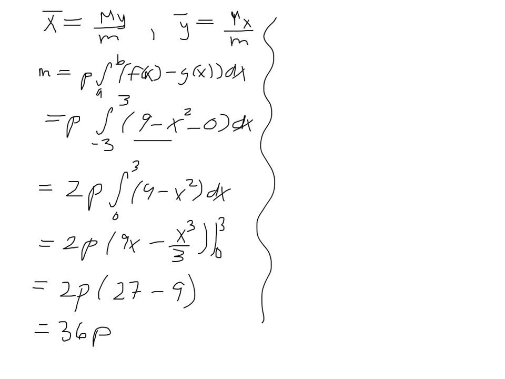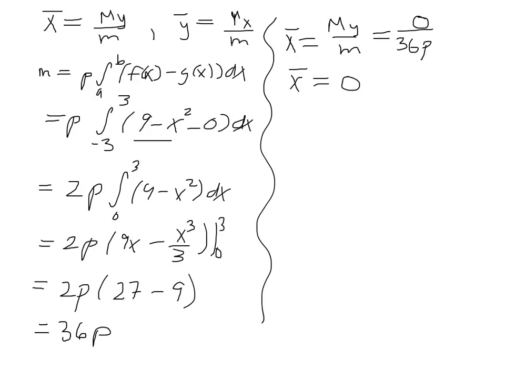Alright, thus x bar is equal to my over m. Now x bar was, my was 0, so x bar is 0 over 36 rho, so thus x bar is equal to 0. So the x-coordinate of your center of mass is 0, which makes sense if you look at the picture.